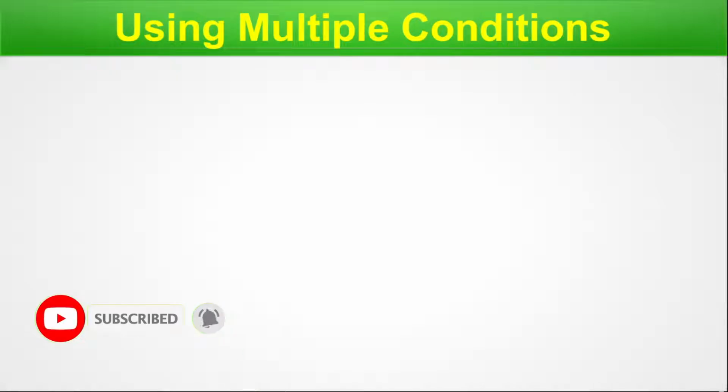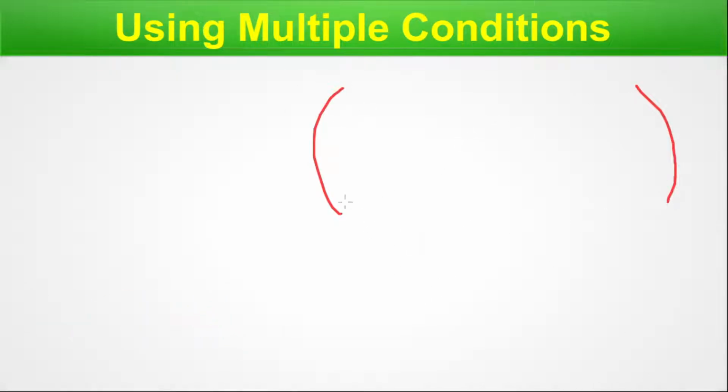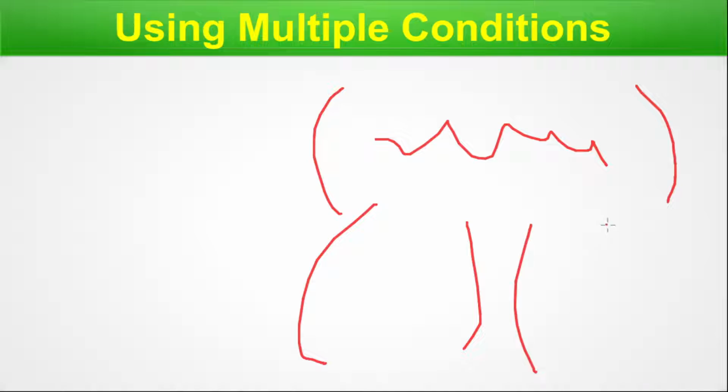Using multiple conditions. By condition, what I mean is we have a pair of parentheses, and there we write some conditions. So here we can put condition 1, condition 2, etc. We will give an example just for your understanding. Here let me bring up the code.